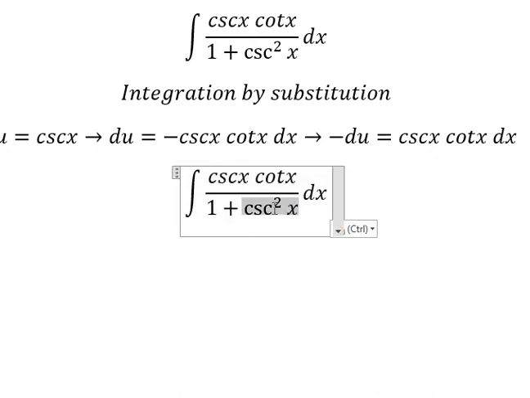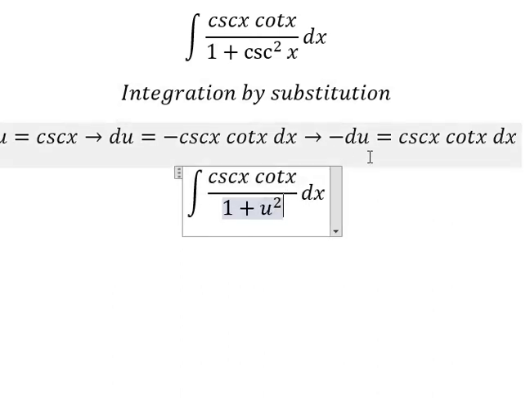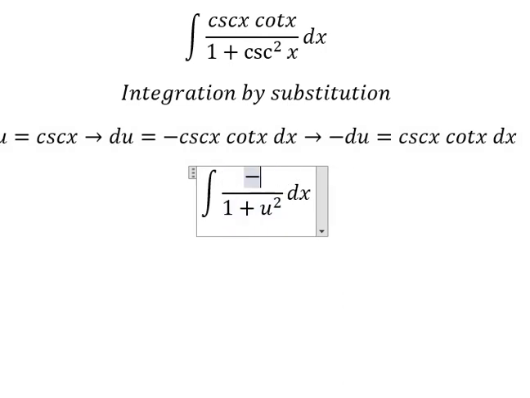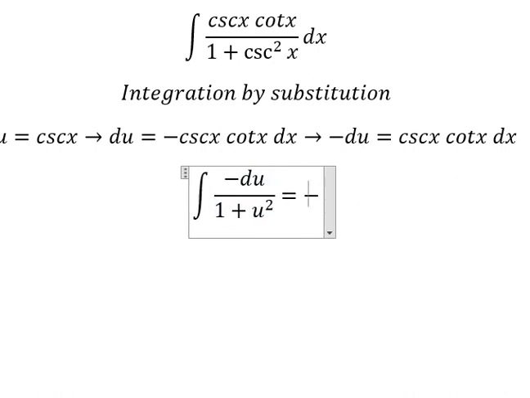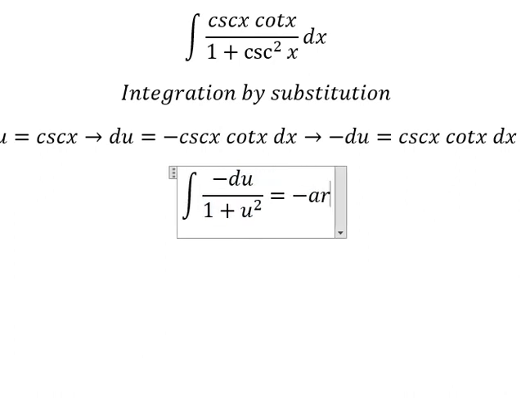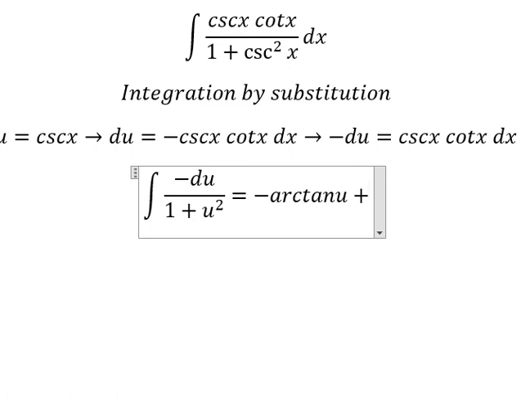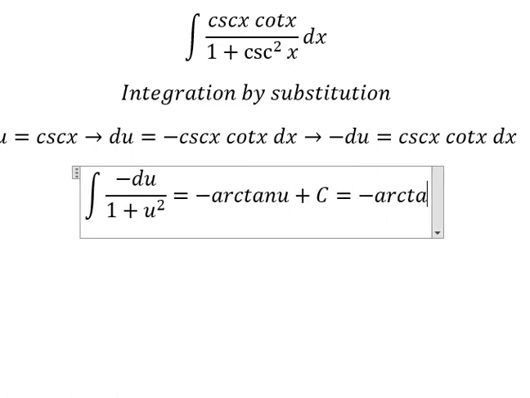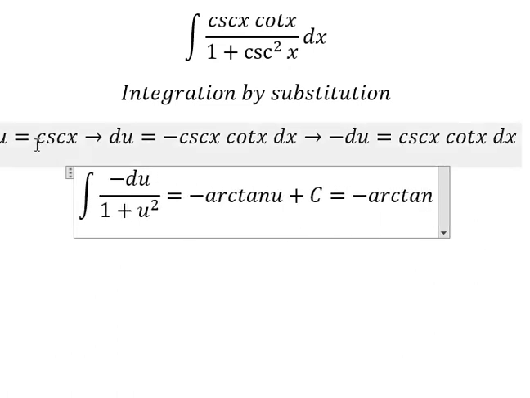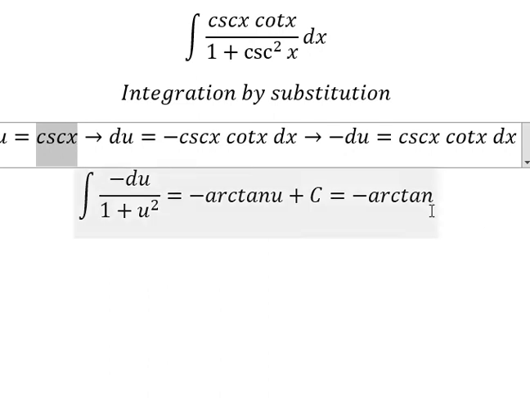So this one we change by u. This one we change by negative du. The integration of this one, we have negative arc tan of u, and I will put c. And u is this one.